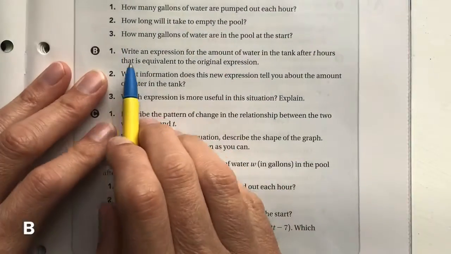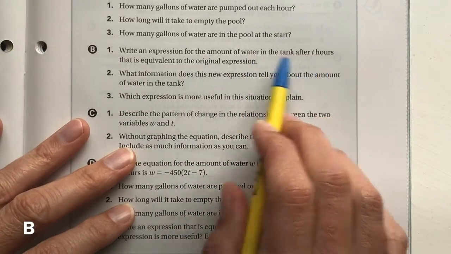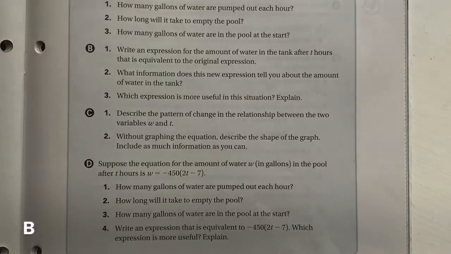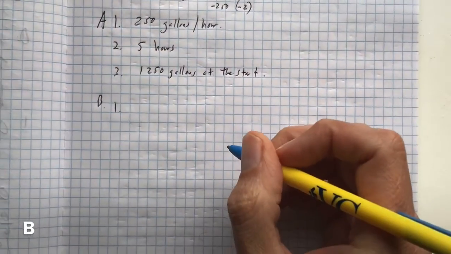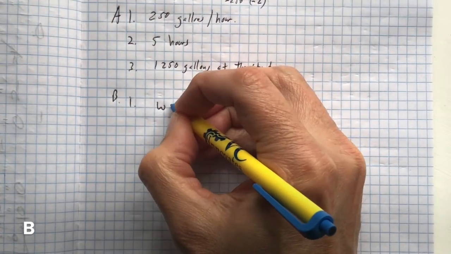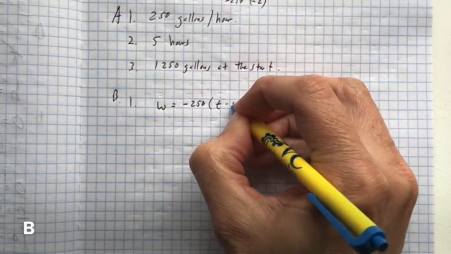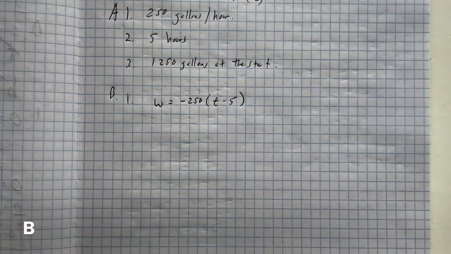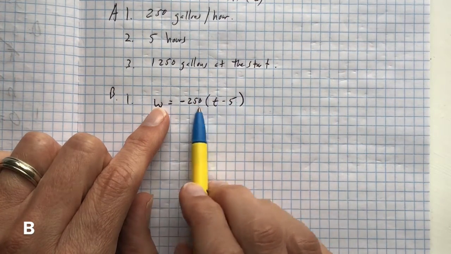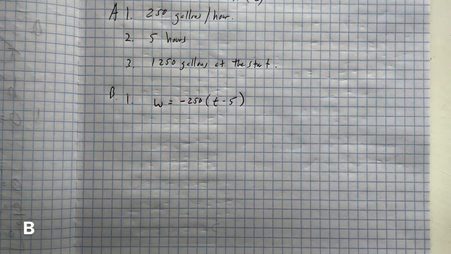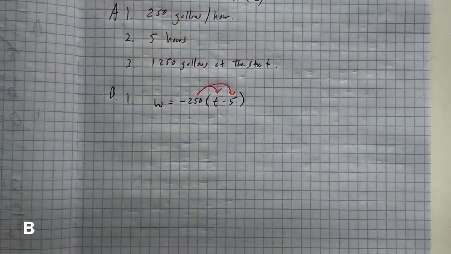All right, part B. Write an expression for the amount of water in the tank after T hours that's equivalent to the original expression. All right, so B1, they want us to have here, let me write it again, W equals -250 times (T minus 5). Now, before we start, remember what we've been noticing. Anytime there's a number outside parentheses, we've been using something called the distributive property. So we're going to distribute that through all the way.